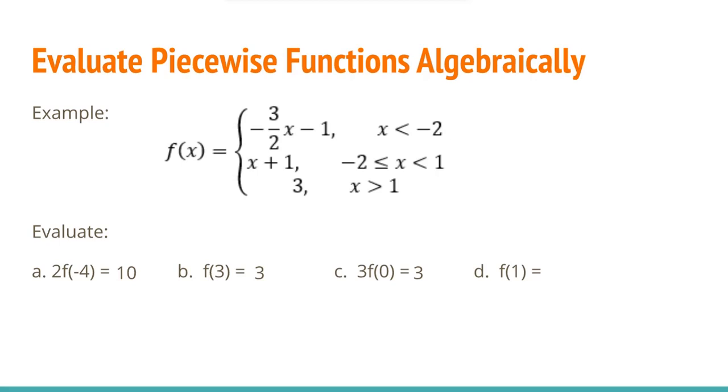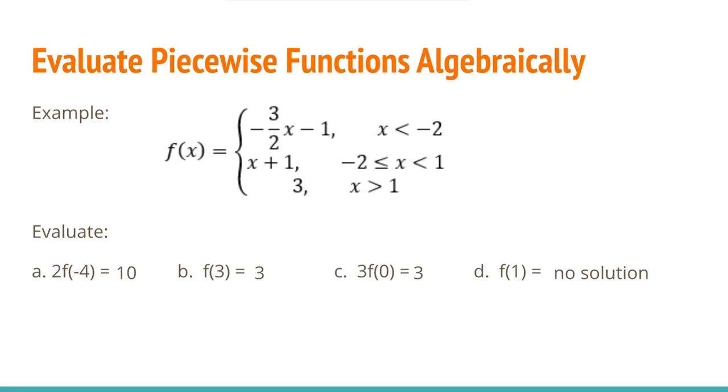The input value is a 1. Which rule should we use? Notice that none of the domains include the number 1. The middle rule is less than 1. The bottom rule says greater than 1. So then the answer to D is going to be no solution. There's no rule I can use. I can't find an answer to the question, what's the output when x equals 1?